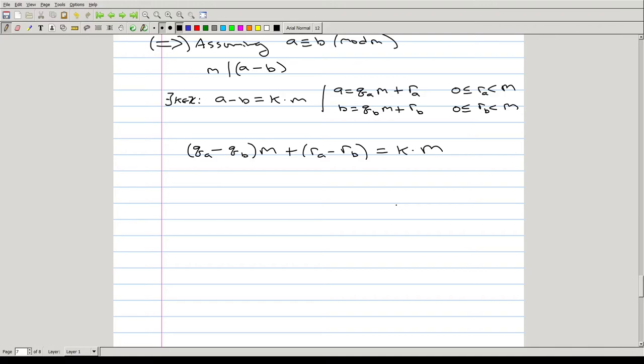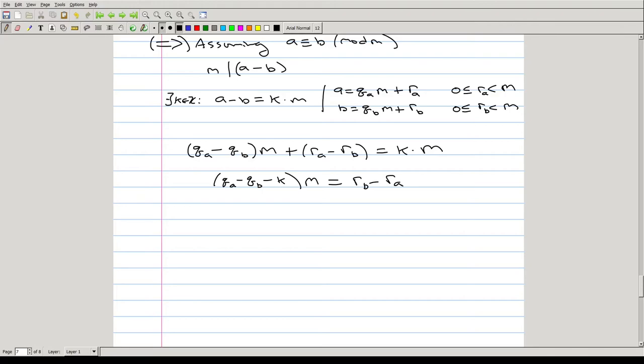And this is an interesting equation that we can work with, specifically because of the following. If we look at the structure of this equation, I can subtract K times M from both sides to get QA minus QB minus K times M must be equal to RB minus RA.